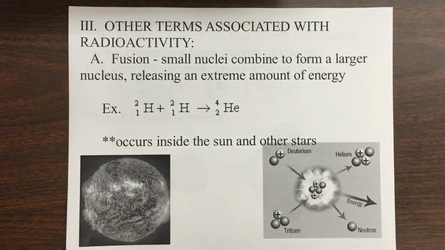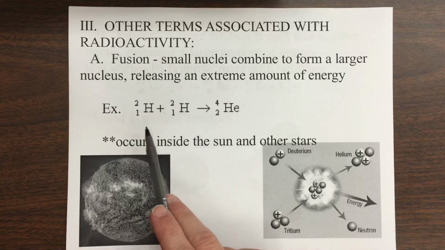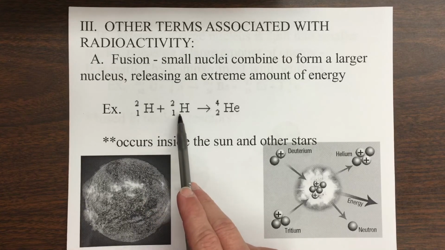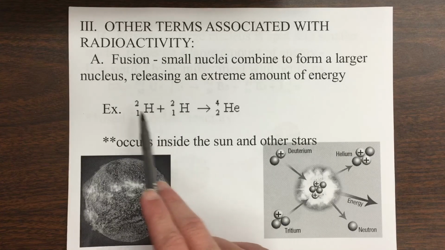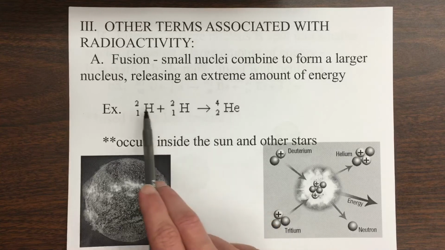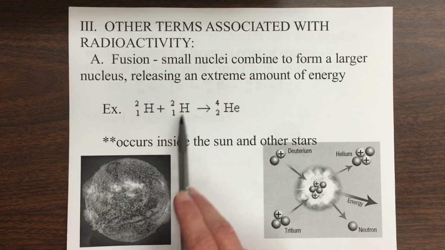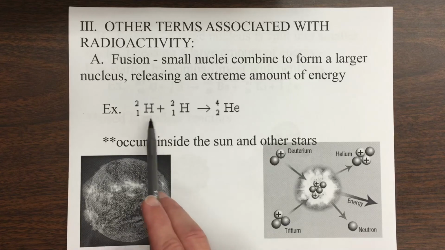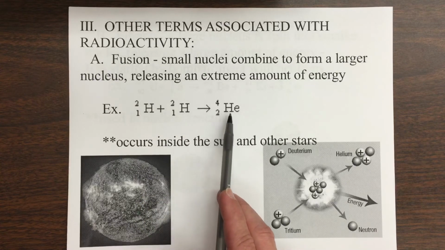In terms of radioactivity, two terms you might have heard more often are fusion and fission. Fuse, of course, means bringing together. So in fusion, we're going to bring two small nuclei, which is just the plural of nucleus, together and form something larger. And in this case, this is going to release an extreme amount of energy. So this is in fact the reaction that occurs in our sun. Hydrogen atoms will combine to form helium.